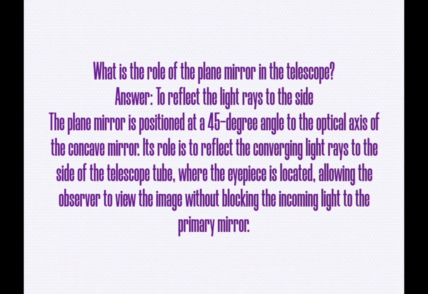The plane mirror is positioned at the 45-degree angle to the optical axis of concave mirror. Okay, you can observe the plane mirror orientation. It is 45-degree to that curved mirror, that is concave mirror. Its role is to reflect the converging light rays to side of the telescope tube, where the eyepiece is located, allowing the observer to view the image without blocking the incoming light to the primary mirror.